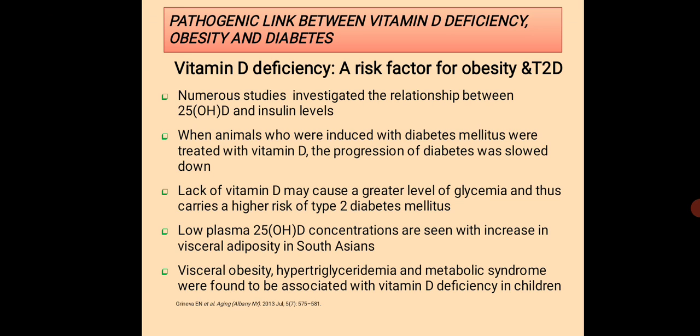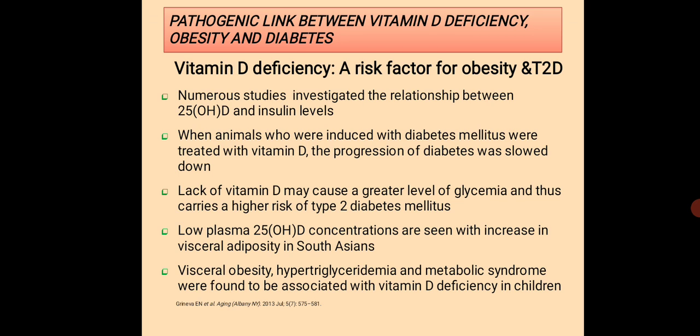Numerous studies investigated the relationship between 25-hydroxy vitamin D and insulin levels. When animals induced with diabetes mellitus were treated with vitamin D, progression of diabetes was slowed down. This is a very important effect in type 1 diabetes, and also in type 2 diabetes. Lack of vitamin D may cause a greater level of glycemia and thus carries a high risk of type 2 diabetes mellitus. Low plasma 25-hydroxy vitamin D concentrations are seen with increased visceral obesity in South Asian people.